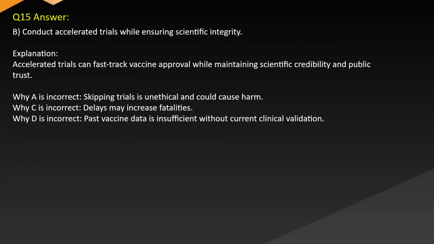Answer: B. Conduct accelerated trials while ensuring scientific integrity. Explanation: accelerated trials can fast-track vaccine approval while maintaining scientific credibility and public trust. A is incorrect. Skipping trials is unethical and could cause harm. C is incorrect. Delays may increase fatalities. D is incorrect. Past vaccine data is insufficient without current clinical validation.